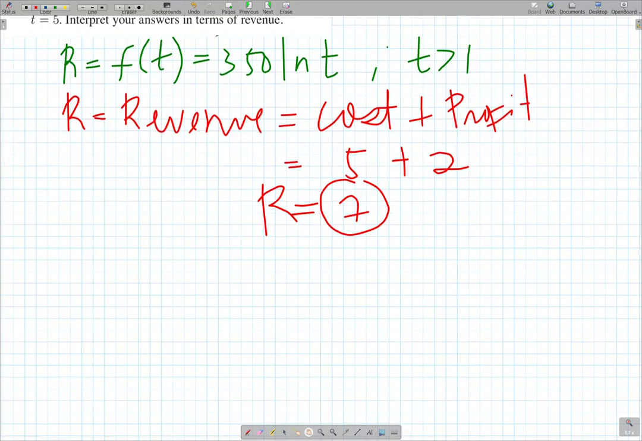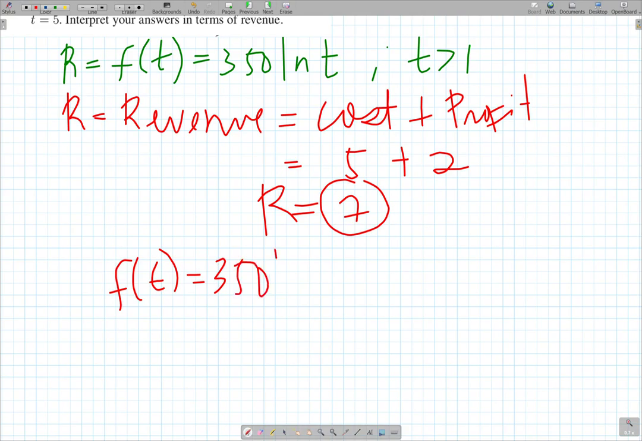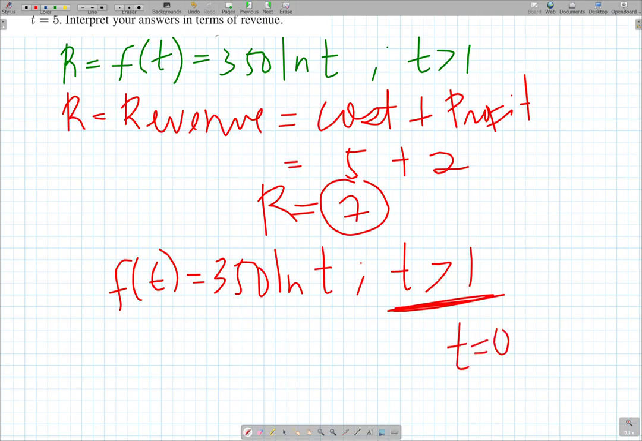Okay, so our F of T is the revenue, which is equal to 350 ln of T, where T is greater than 1. So, what could this mean? T is greater than 1. For example, if your T is equal to 0, can we use this equation F of T equals 350 ln of T? We cannot, right? Because it fails the restriction of the equation. So, your T must be greater than 1.